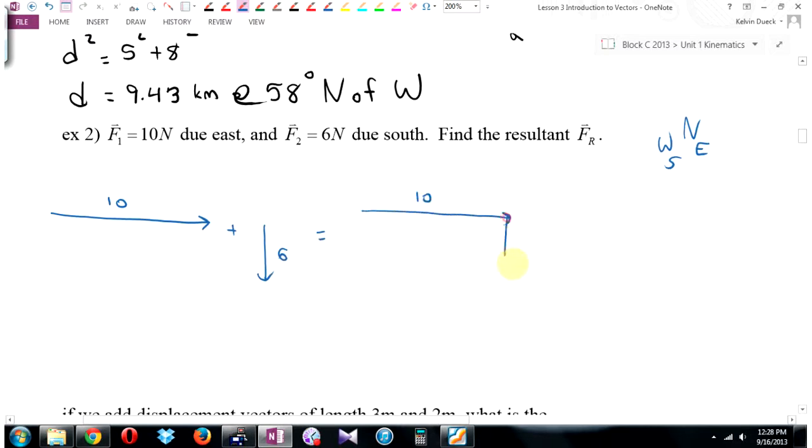10, 6, and I think the resultant is going to be from the tail of the first to the tip of the second. There is the force resultant, FR, the resultant force. Try this one on your own. Let's see if we get the same thing. So try doing the trig, try doing the theta, try doing the Pythagoras, and try doing the what of what.